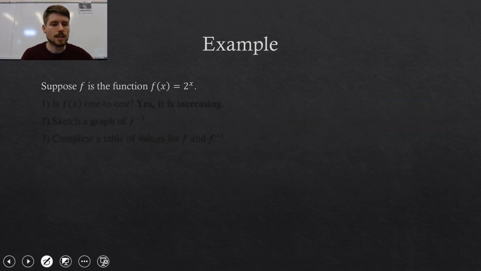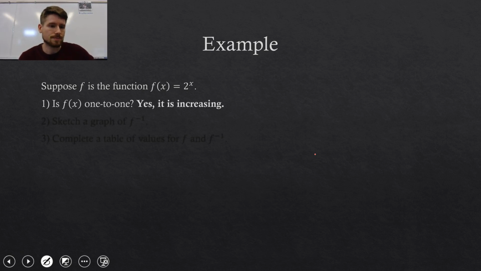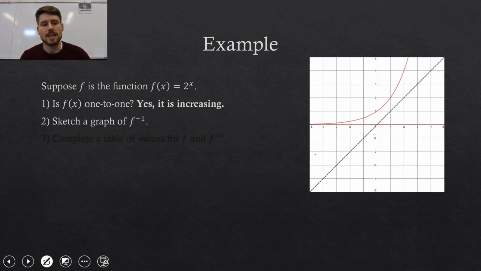All right, so let's look at an example. First, let's look at this function, 2 to the x. Is this function 1 to 1? The answer is yes, it is 1 to 1 because it's increasing for all x's. It's increasing over the whole domain. If we were to sketch its graph, you would see that as you go right, you go up. So it is going to be an increasing and 1 to 1 function. It passes the horizontal line test totally.